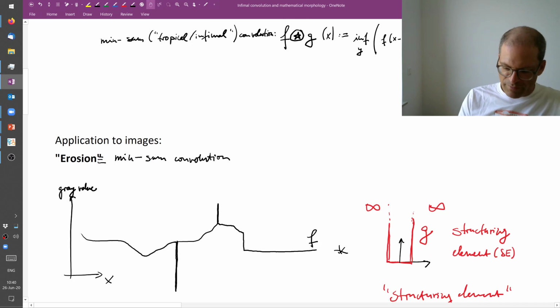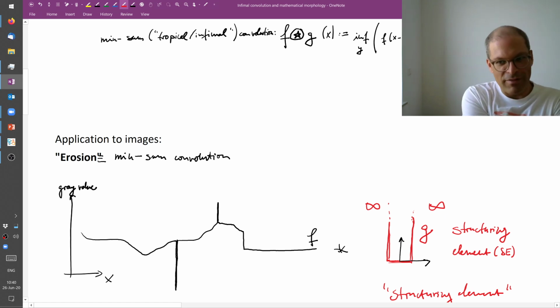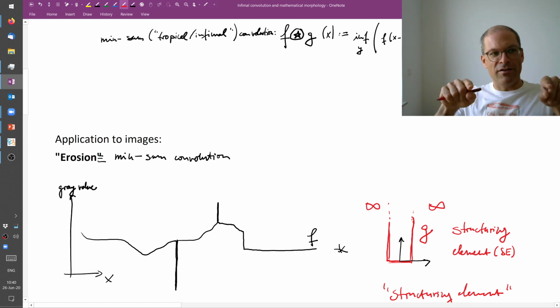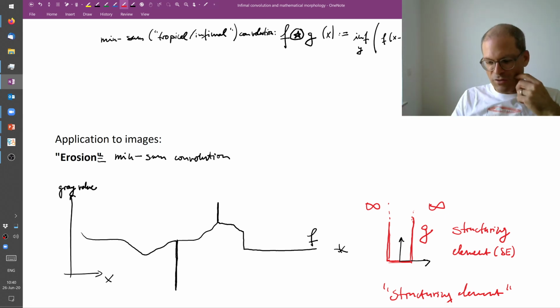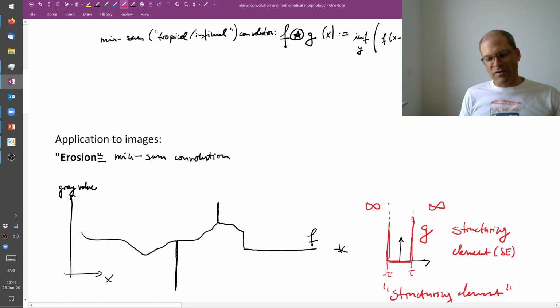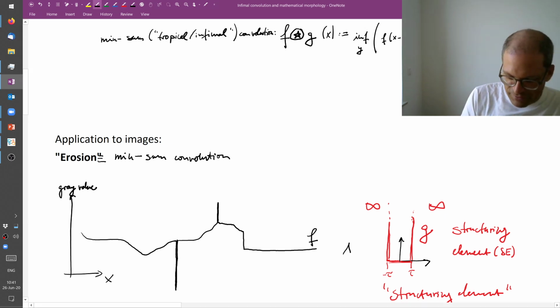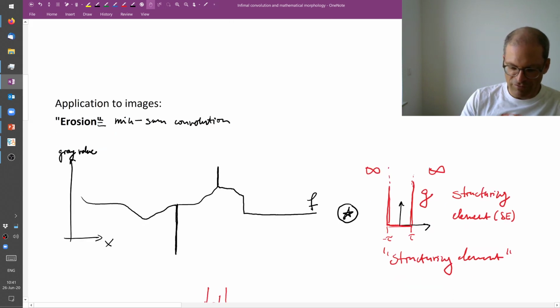And what does it mean? My structuring element around the origin is 0. I can choose whatever I want as a structuring element, but this particular one is 0, and then it goes to infinity to the right and left. So beyond a distance of tau and minus tau, this function g would be plus infinity. And now I will use this generalized convolution.